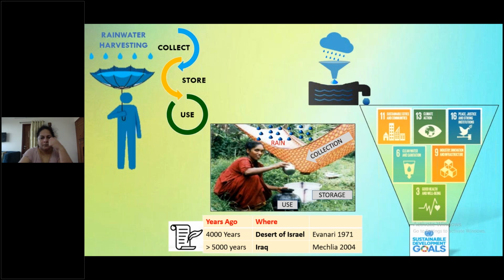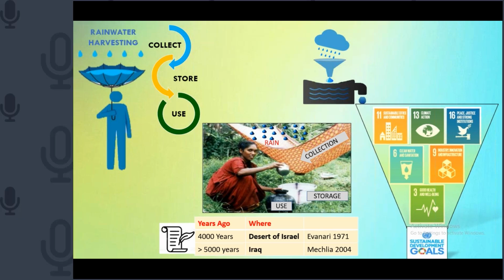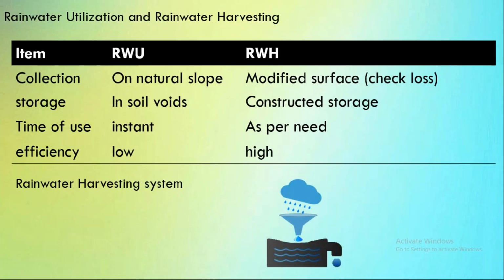And I think water is a very basic component of all these goals and human existence. First of all, we have to discuss rainwater utilization and rainwater harvesting. Why can we not say that water is falling on the ground and storing in the soil itself? Why do we not call it rainwater harvesting? Because it is on a temporal basis and it is not so efficient.